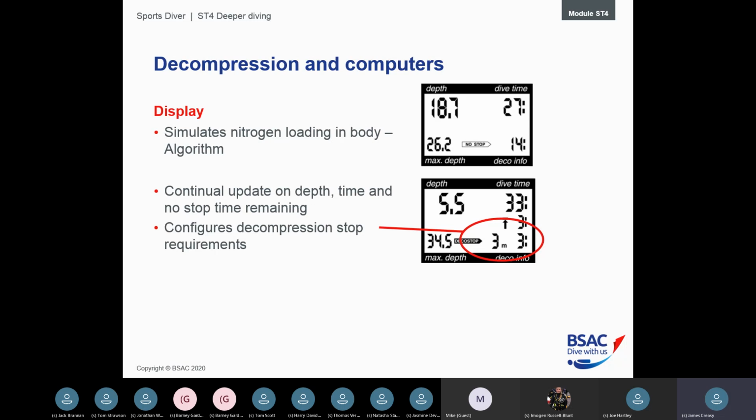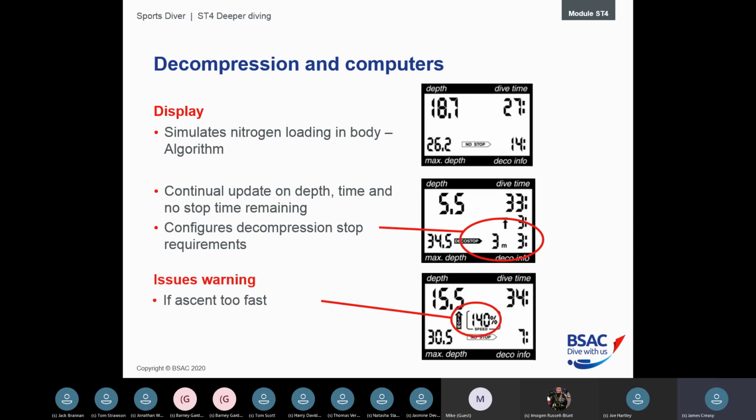Whereas your computer, because it's doing it continually, knows that you've come up, so it knows that you've started off gassing because you are at a decreased depth, so you're not as deep. So often the deco stop that your computer will tell you to do will be less than your plan. Computers are normally right. I don't think there's really been an instance of computers being wrong. So if a computer tells you you're fine to go up, even though your plan says you shouldn't be, you can often follow your computer and go up. It also issues warnings if you're ascending too fast, or if you've missed a stop.